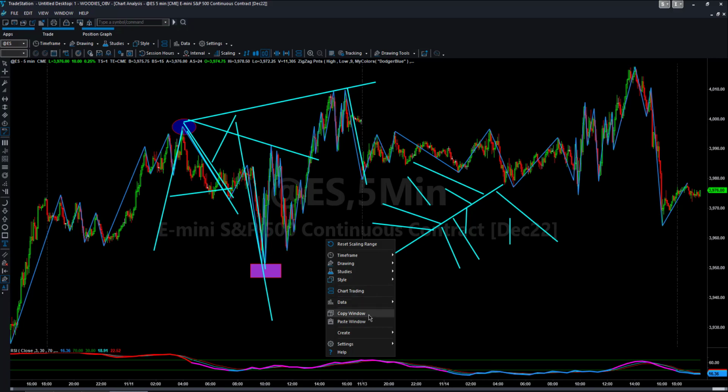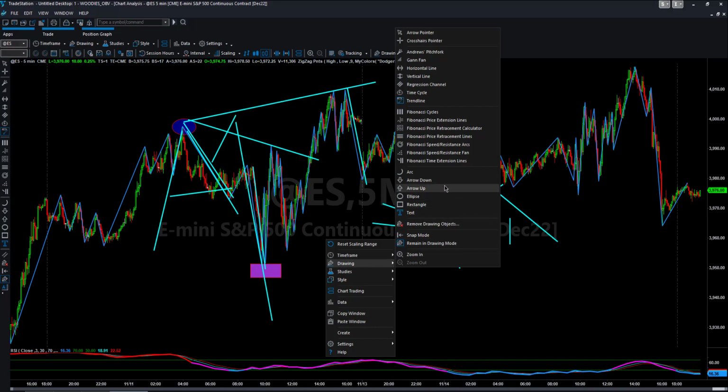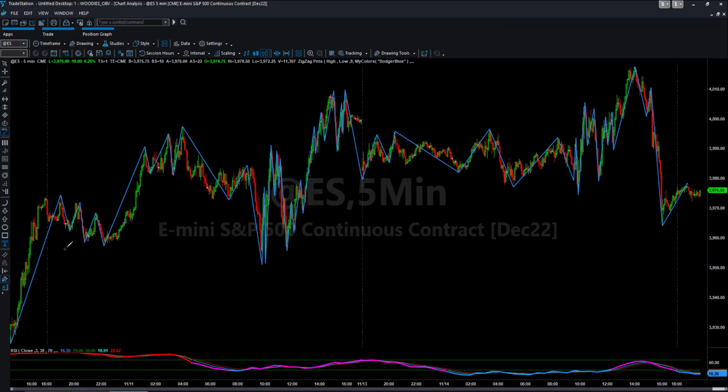So let's remove all these drawings here. All right, so let's look at this day, and let's apply the principles. So I'm going to use top to predict the tops and bottom to predict the bottoms. All right, let's remember that. So if I want to see where market can go, I'm going to use the top.